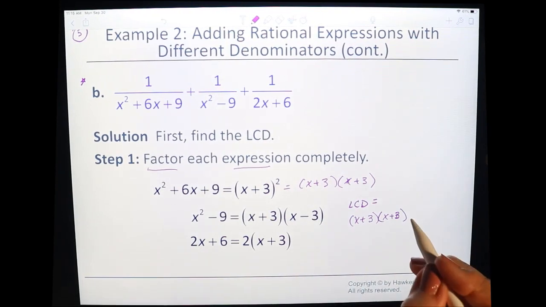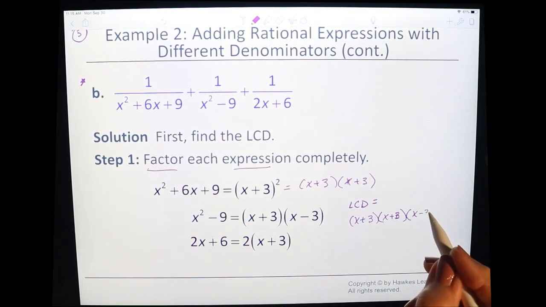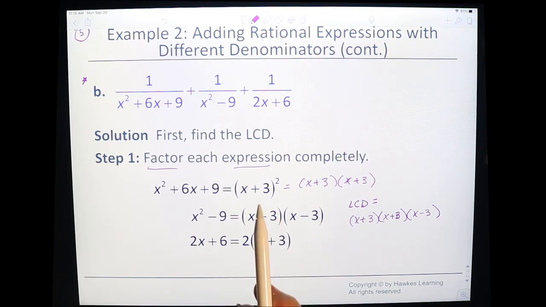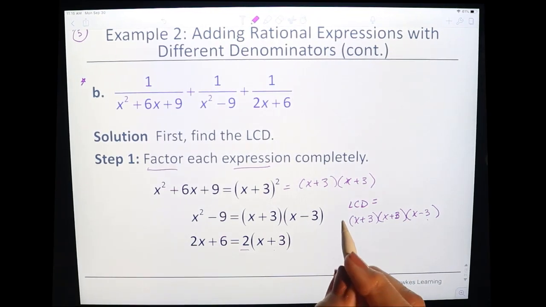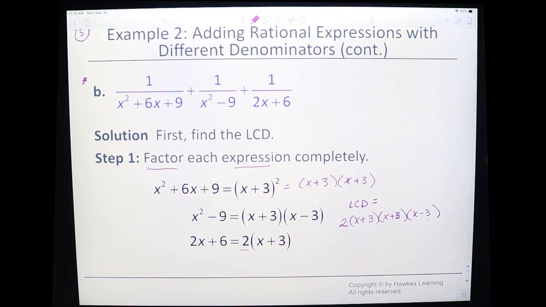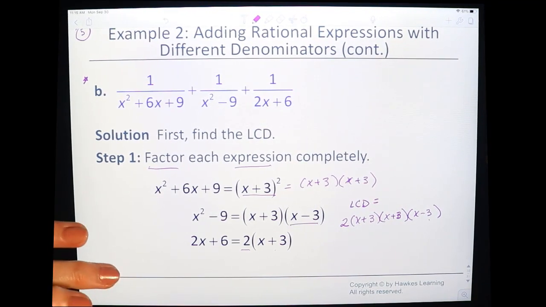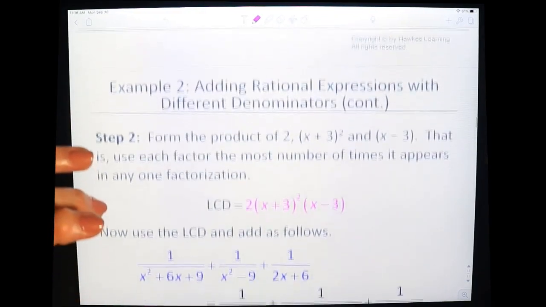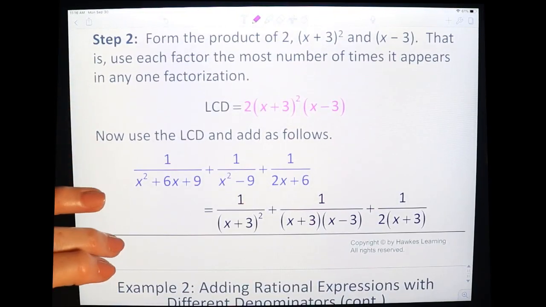I also see an x minus 3 that I need to take care of. I've already taken care of this x plus 3 here because it occurs twice, once. I listed twice. I need that one once. And the other missing piece is the 2. So this LCD is going to have the 2. It's going to have two factors of x plus 3. It's going to have one factor of x minus 3. So let me scroll and show you how this all works out down here. There's your LCD.